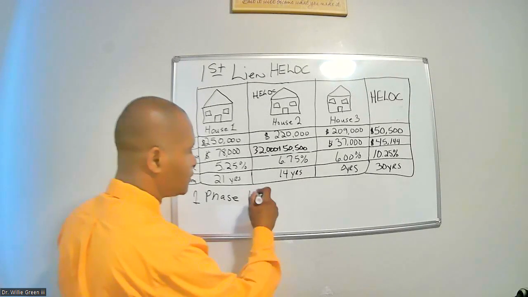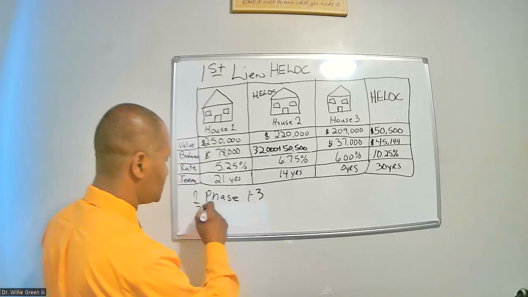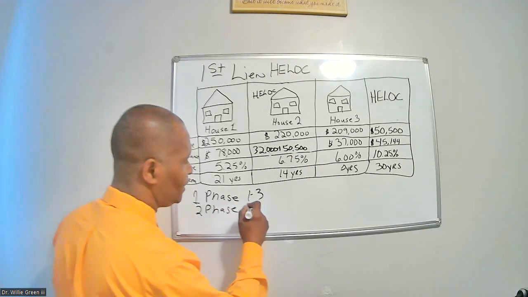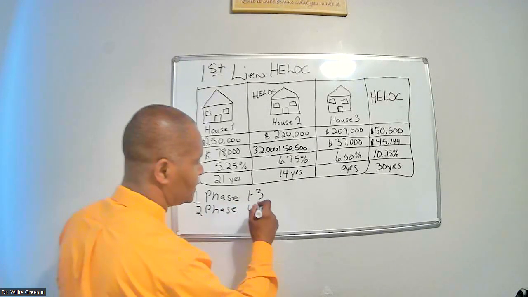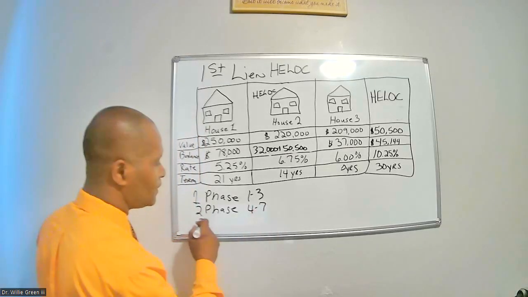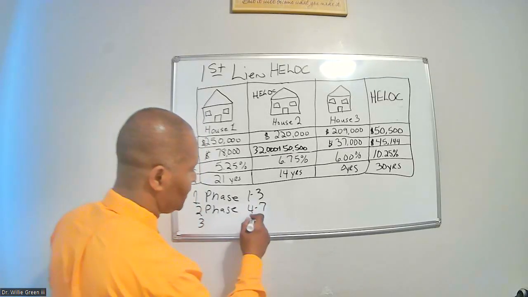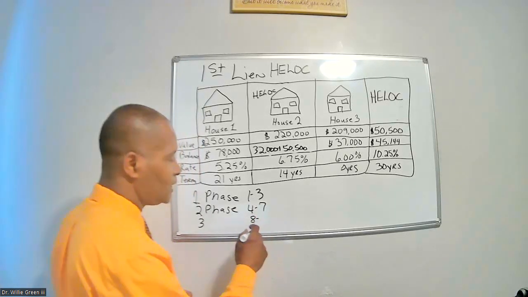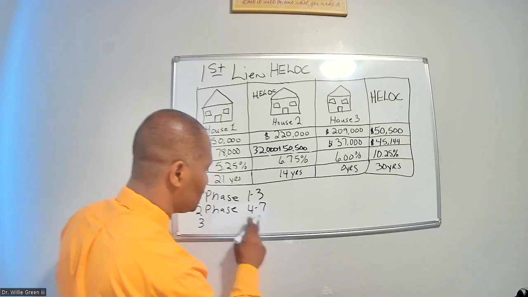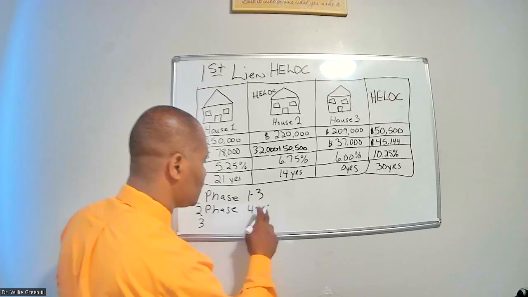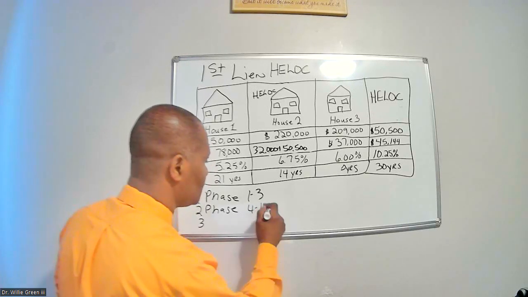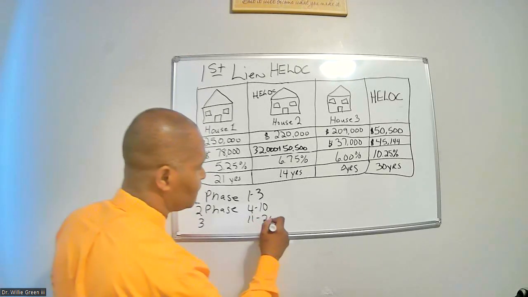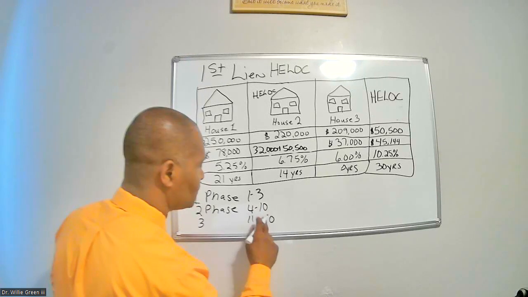The first phase is 1 to 3 years. The second phase will be 4 to 7 years. And then the third phase is going to be 20 years, running from 4 to 10, and then 11 to 30, I'm sorry.